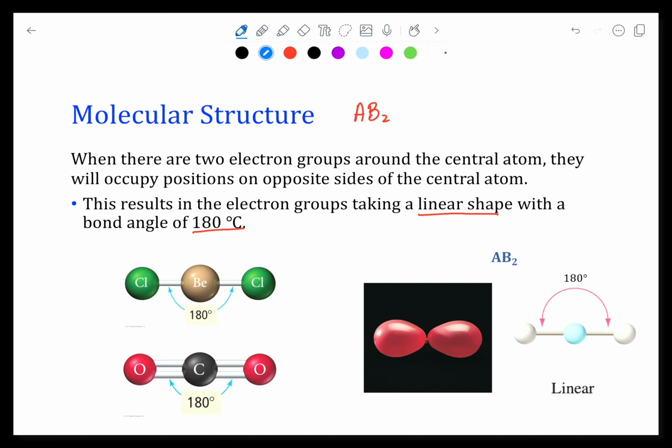So we can say shape, or we could say geometry, with a bond angle of 180 degrees. So we refer to this as a linear molecule. That is the name of the structure, linear. It is a linear molecular shape.